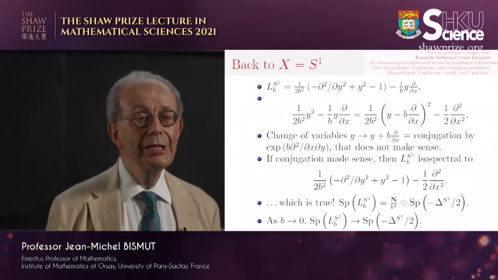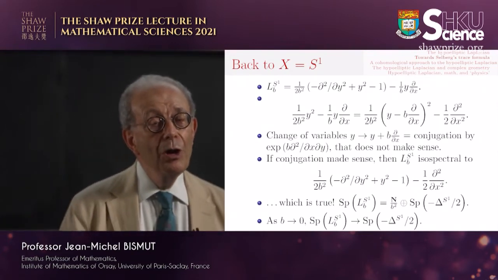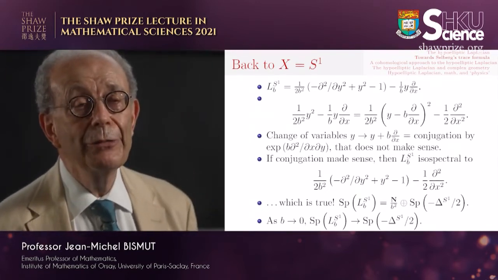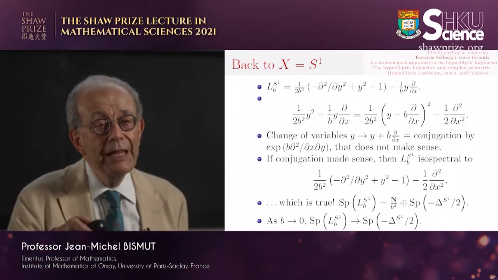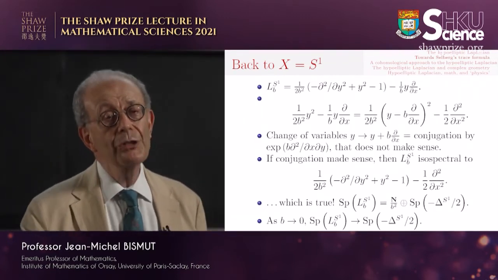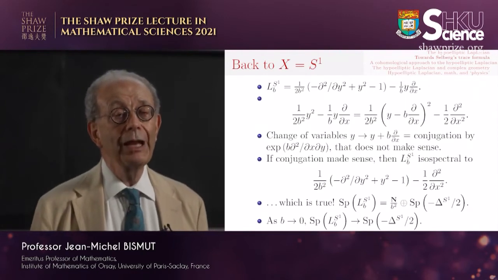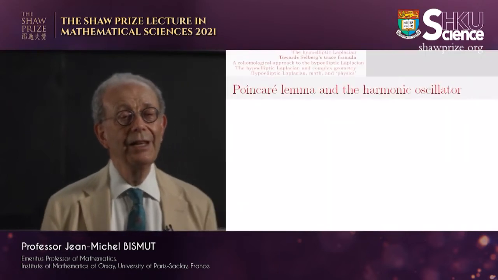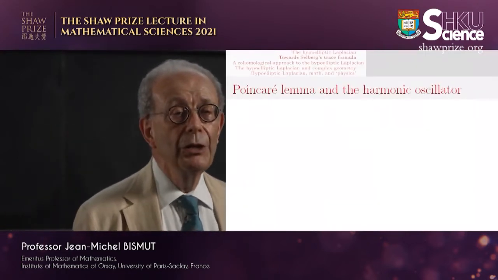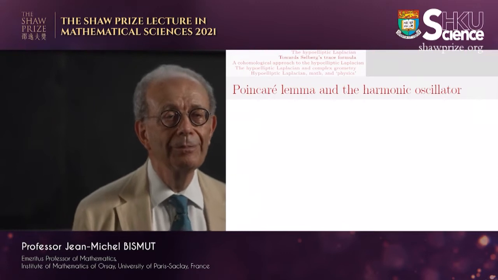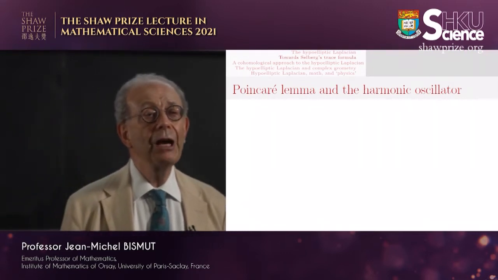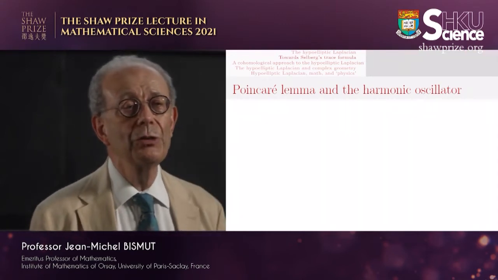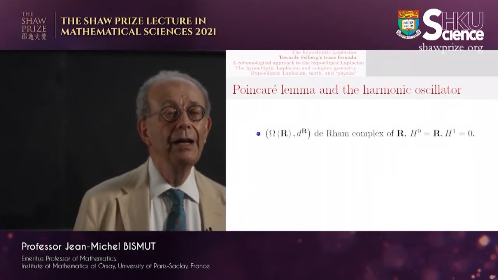So, as you see, when b tends to 0, most of the spectrum of the hypoelliptic Laplacian tends to infinity, and the piece which remains bounded just converges to the spectrum of the Laplacian on S1, which gives already some credibility to the fact that the hypoelliptic LBS1 deforms the original Laplacian. Now, let me give some explanation of why the harmonic oscillator is going to appear. Poincaré lemma and the harmonic oscillator.